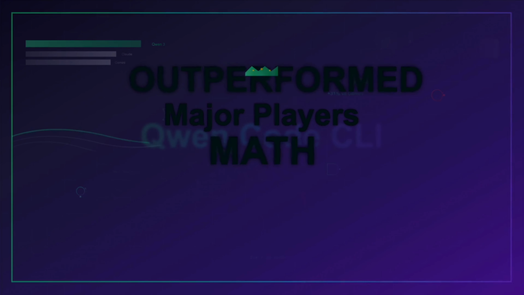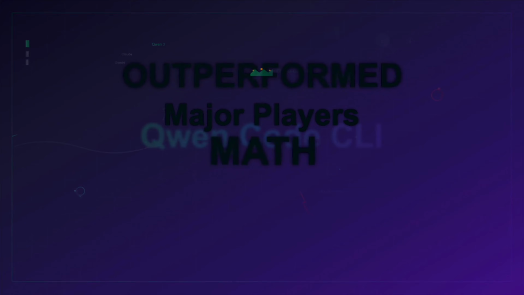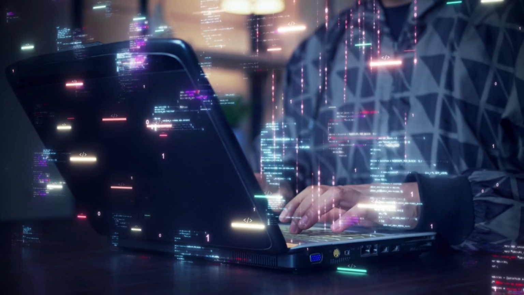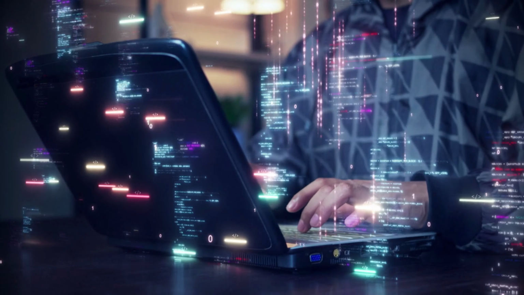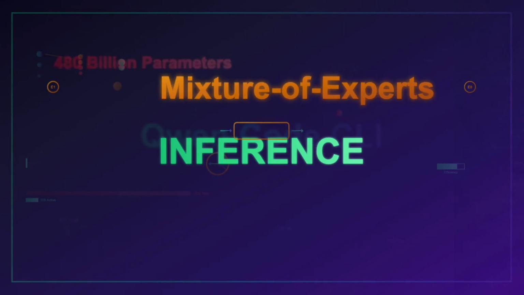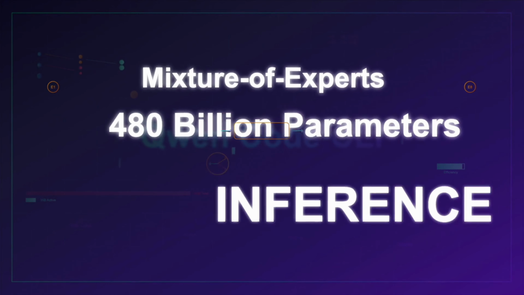But then, just yesterday, things got even crazier. They dropped their latest agentic code model, aptly named Qwen 3 Coder. And trust me, this might be their most advanced release yet. Qwen 3 Coder is truly a marvel of engineering.